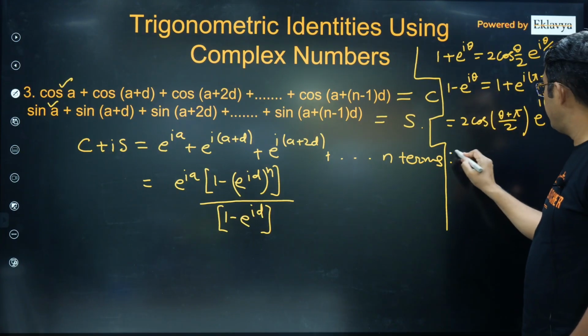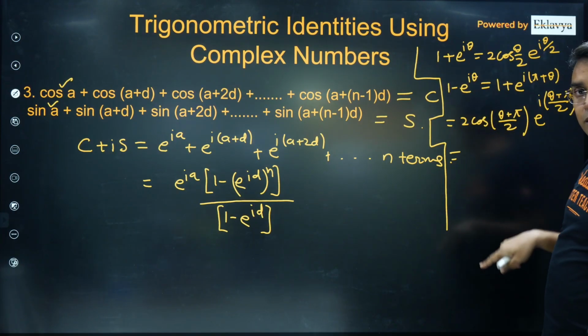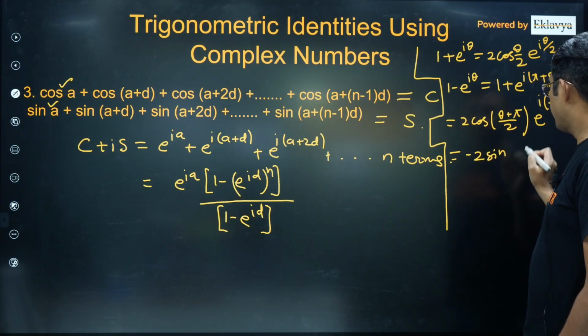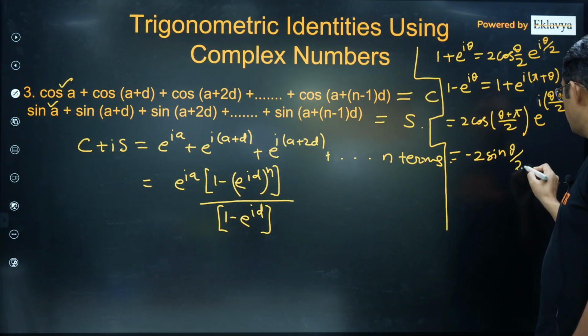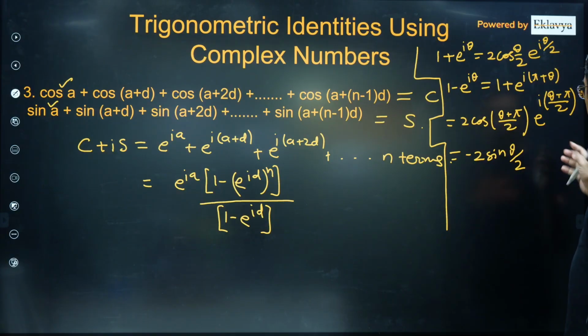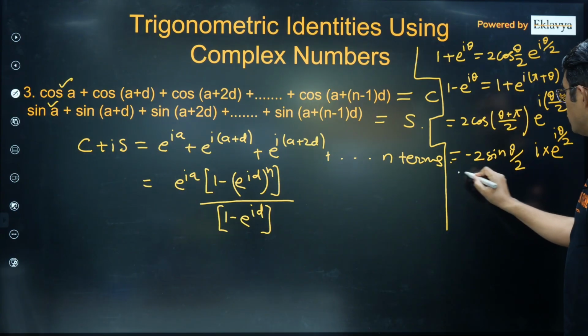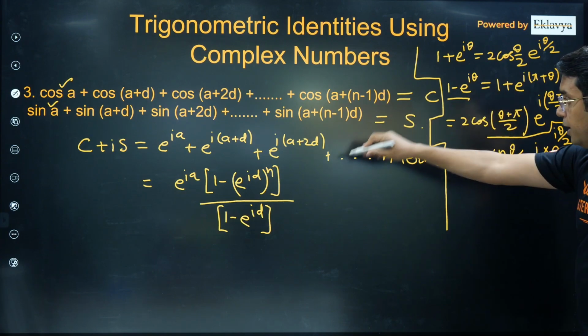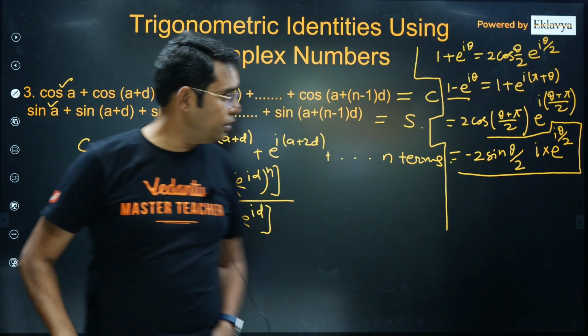So what will this become? I think cos(π/2 + θ/2) is minus sin(θ/2), so that will be minus 2 sin(θ/2). And here e^{iπ/2} is i, so you can write it as i, and then it will be multiplied with e^{iθ/2}. So this is the result I would like you to use here in this expression actually.